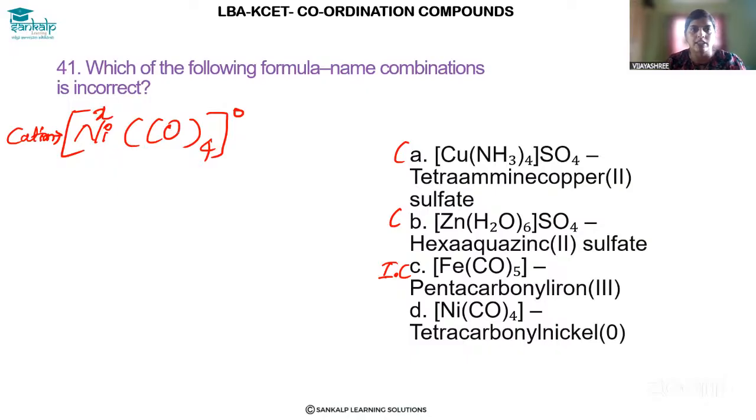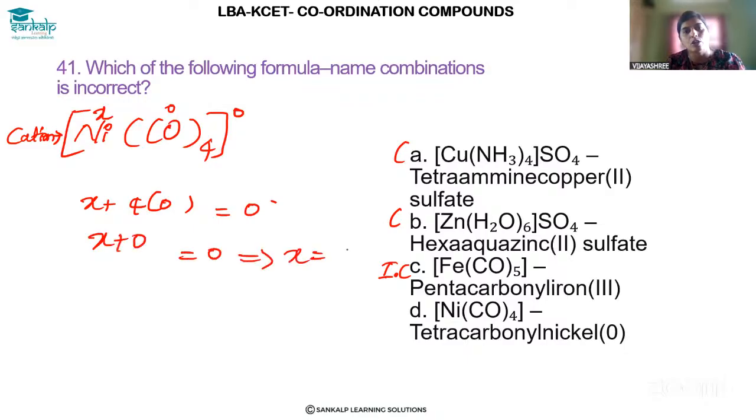Okay, we will calculate the oxidation state of nickel. Let it be X. Carbonyl is a neutral ligand, so charge is 0. So X plus 4 times 0 is equal to 0. Net charge over this complex is 0. So X plus 0 equals 0, which implies X equals 0. So what is the oxidation state of nickel? It is 0. Oxidation state of nickel is 0.